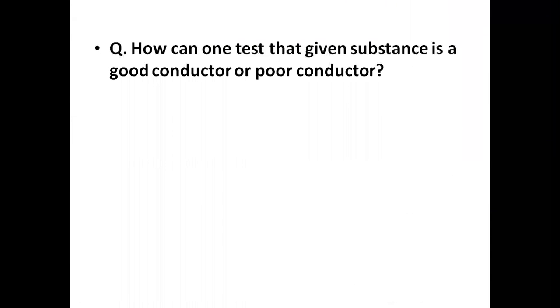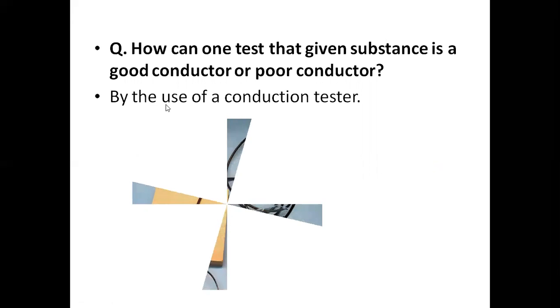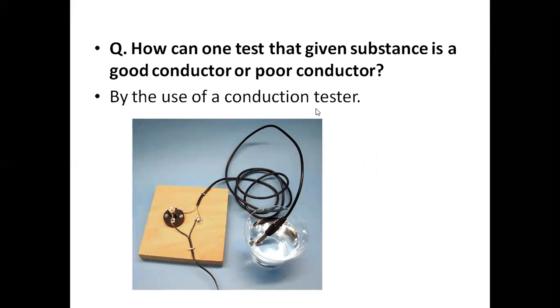Then how can one test that a given substance is a good conductor or poor conductor? Very simple, by the use of a conduction tester. So children, this is the best tool, a device to test whether the substance can conduct electricity or not. Hence, one can test that a given substance is a good conductor or poor conductor with the help of a device called conduction tester.